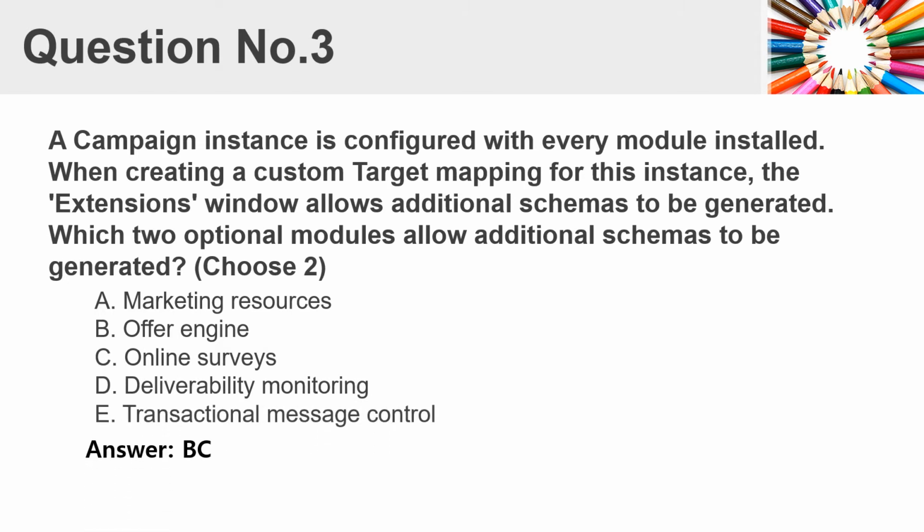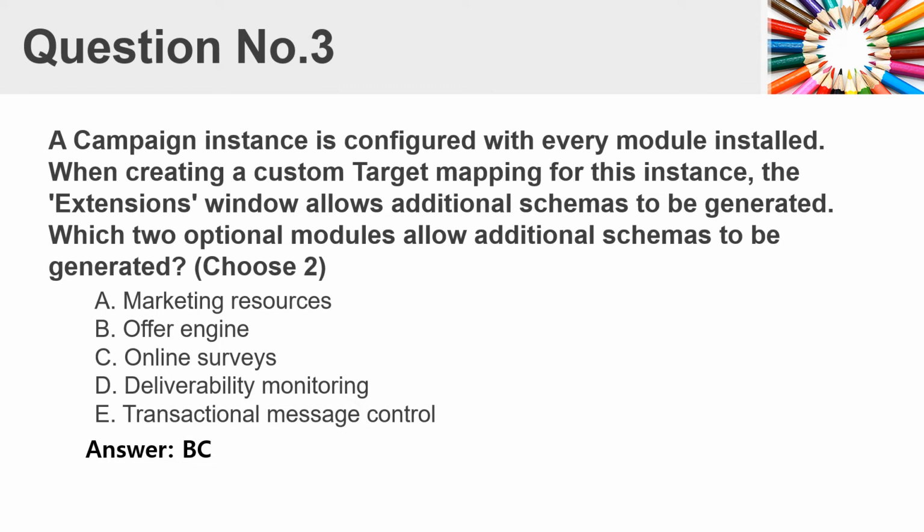Question number 3. A campaign instance is configured with every module installed. When creating a custom target mapping for this instance, the Extensions window allows additional schemas to be generated. Which two optional modules allow additional schemas to be generated?